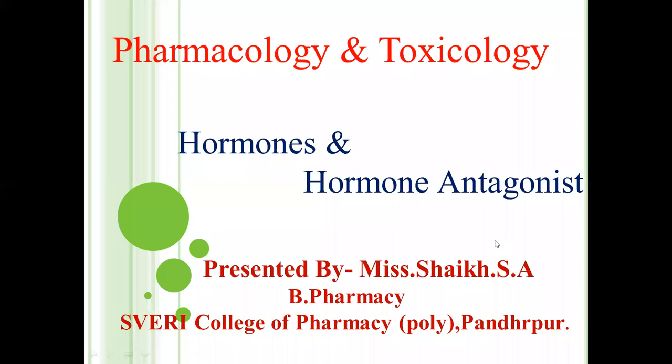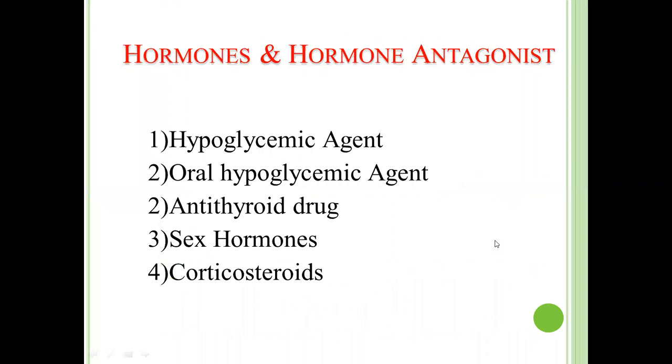In the previous lecture, we started a new chapter in pharmacology and toxicology: hormones and hormone antagonists, in which the first chapter is hypoglycemic agents. So we discussed hypoglycemic agents, including the pathophysiology of diabetes mellitus, clinical symptoms, the aims of treatment of diabetic patients, what insulin is, the role of insulin in diabetic patients, and from which gland it is secreted. Up to this part we covered in the previous lecture.